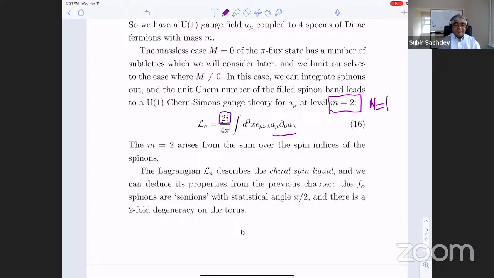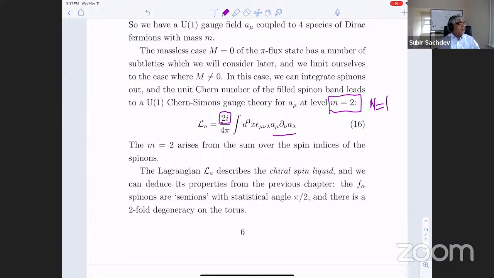So these are called semions because they're halfway between a boson and a fermion. The statistical angle of a boson is 0, for a fermion is pi. And so therefore, this is pi by 2 or minus pi by 2, depending on which way you go. So these are semions, and they all have the same statistical angle, and that's what the spinons are. Now, if you take 2 semions and put them together, you get a boson. So that's the only non-trivial excitation here. It's these semions.